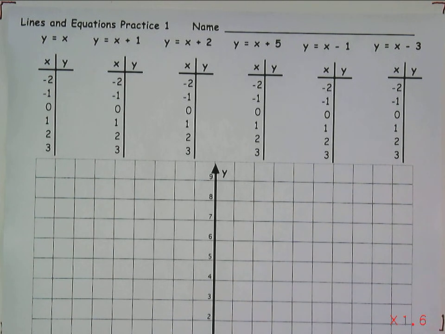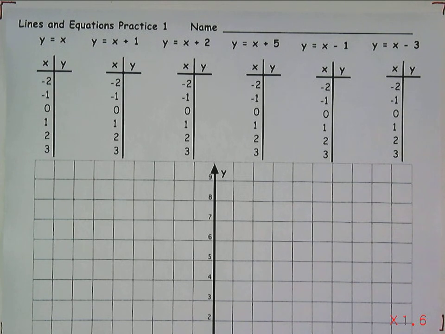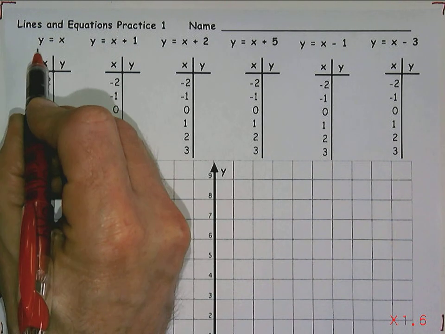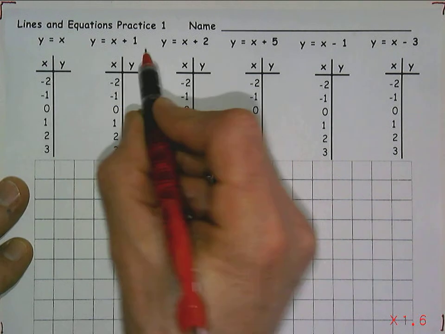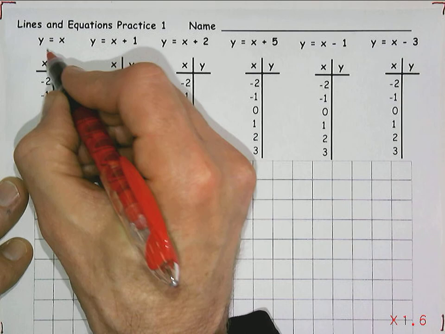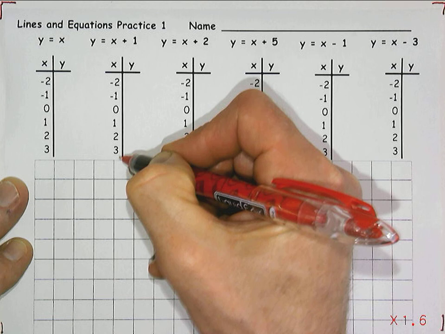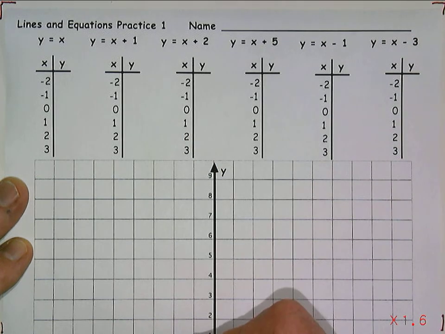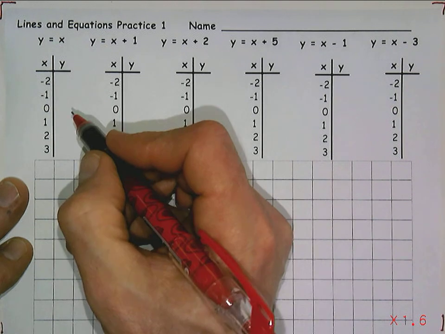So today's lesson is to help you with lines and equation practices, pages 1 through 4. In these activities, the idea is we begin with an equation. We're given 6 equations, and we want to make a table for each equation and then use the table to make a graph for each equation. So I'm just going to do the first one.